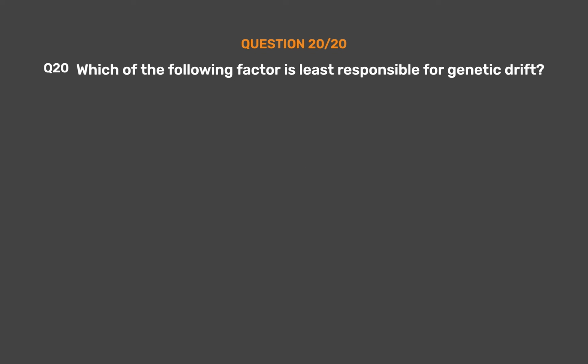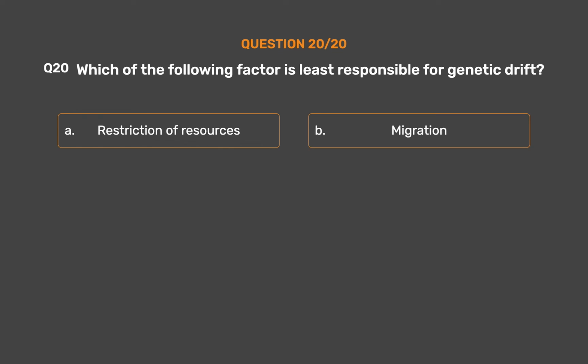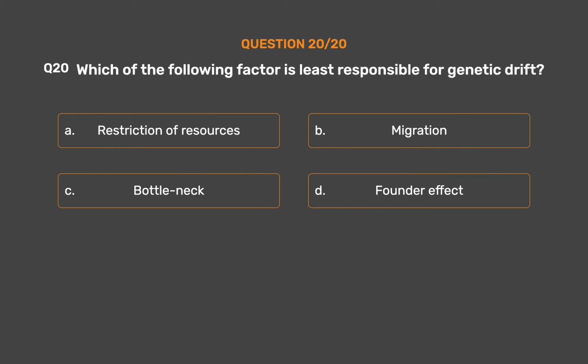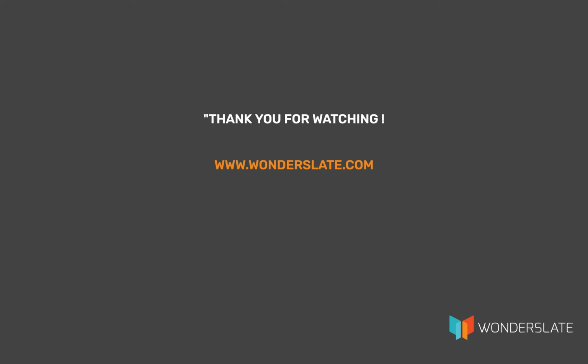Question number 20. Which of the following factors is least responsible for genetic drift? Option A. Restriction of resources. Option B. Migration. Option C. Bottleneck. Option D. Founder effect. The correct answer is Option A. Restriction of resources.